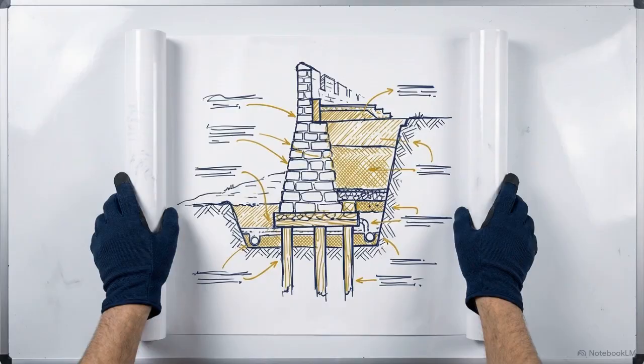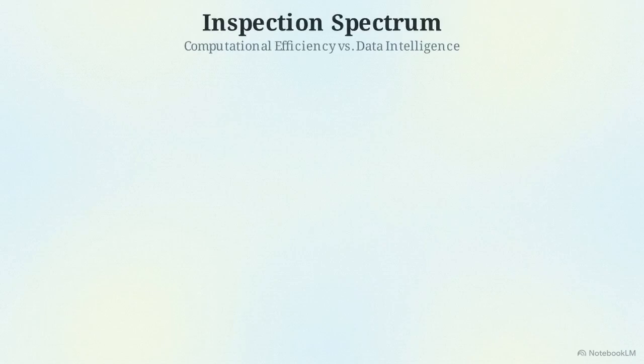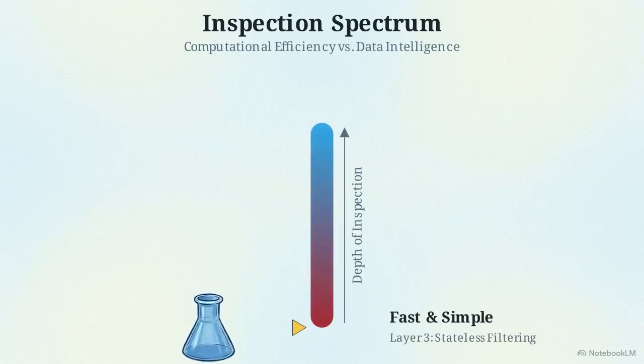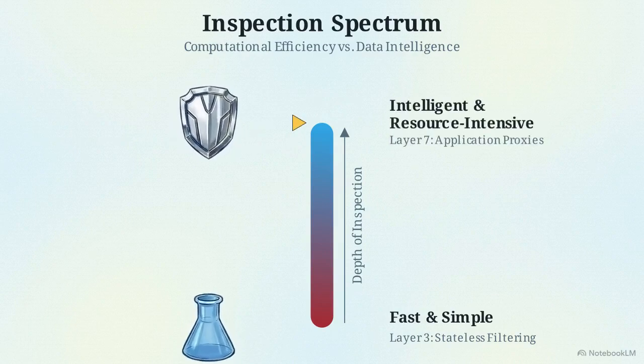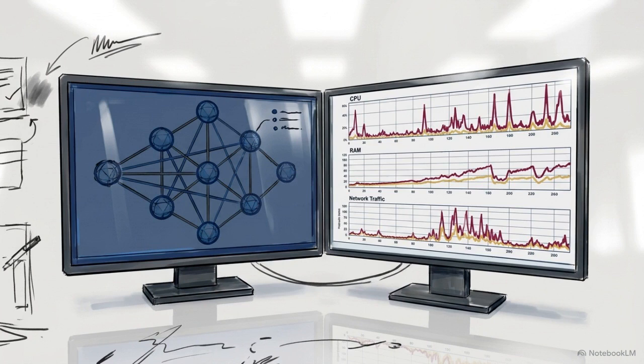To build a robust defense architecture, we have to construct it from the ground up. We will start by examining the fastest, most simplistic filters at the bottom of the stack, and gradually scale up to the highly intelligent, resource-intensive proxies at the top. Mastering perimeter defense requires precise calculations. You must understand the exact computational cost demanded at each step of this abstraction model.